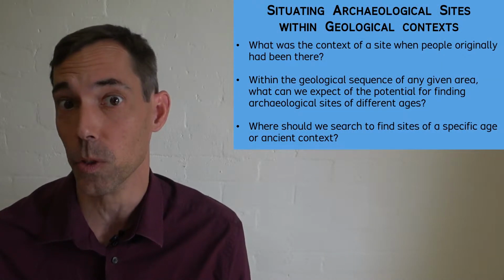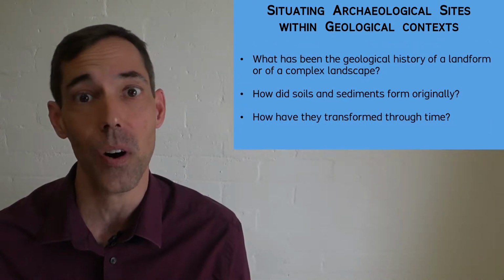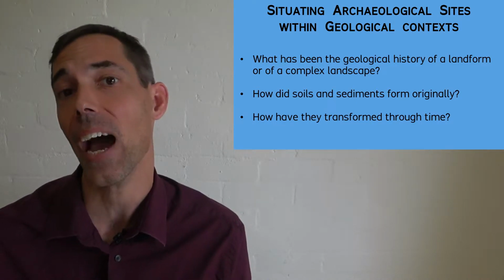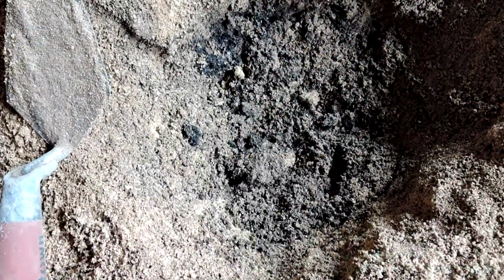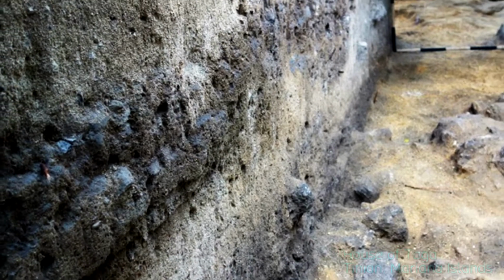Before we can address those questions, though, we need to understand how landscapes have evolved, how soils and sediments have formed originally, and how they have transformed through time. You can begin with the smallest unit of observation, looking at individual sediment particles, and then you can study how those particles have come to exist in their current layers and formations.